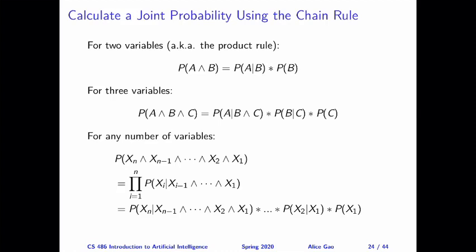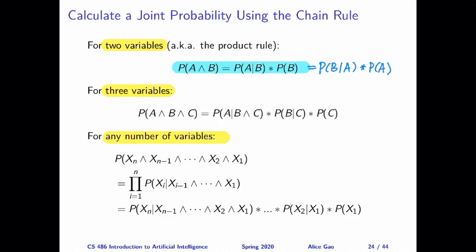Let's look at the chain rule first. I have several examples here, one for two variables, one for three variables, and then the general case for any number of variables. Let's look at the two variable case first. This formula right here looks exactly like the product rule that we've seen earlier, right? So for the simple case, they are equivalent. Another version of this is you can order A, B differently, and then you can get an equivalent version where this is equal to probability of B given A multiplied by probability of A. So both of these are the same.